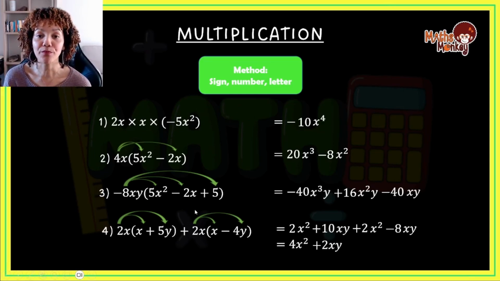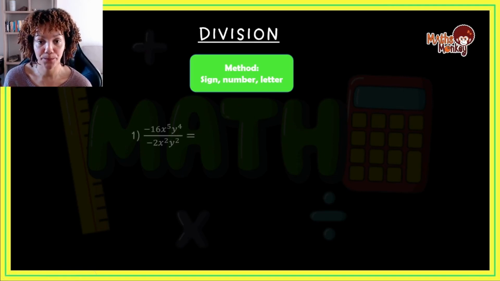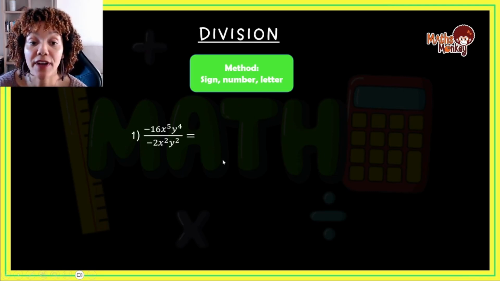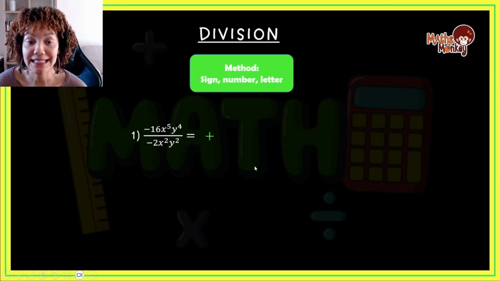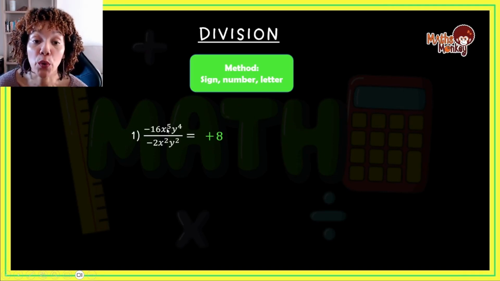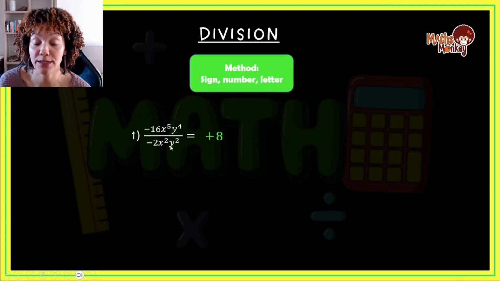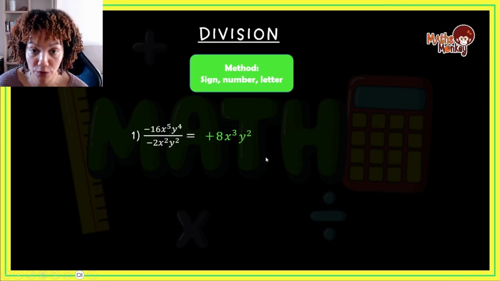Okay. Now let's look at division. Again, we're following the same sign, number, letter. Right, so here we've got a negative divided by a negative gives us a positive. 16 divided by 2 gives us 8. And then when we're dealing with powers, remember when we were multiplying, we added the powers of the variables. Now in this case, when we divide, we are subtracting the bottom one from the top one. So I've got 5 minus 2 will give me x to the power of 3. And then 4 minus 2 will give me y to the power of 2.